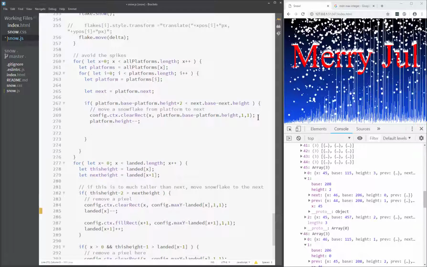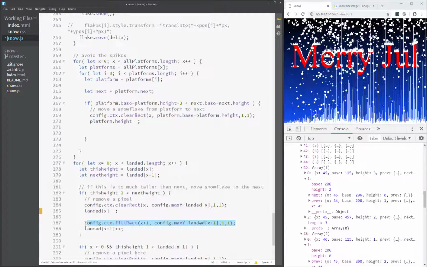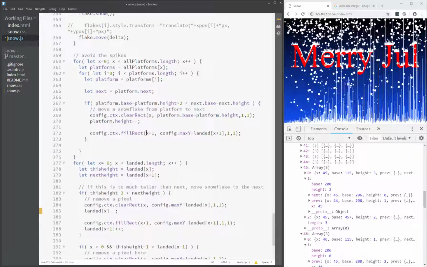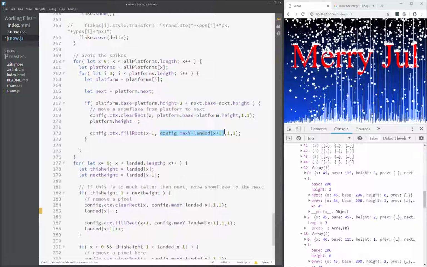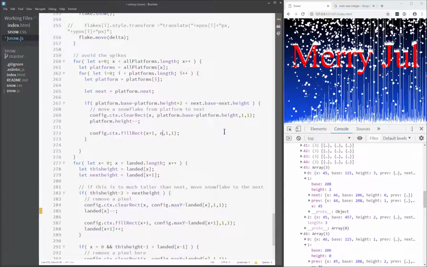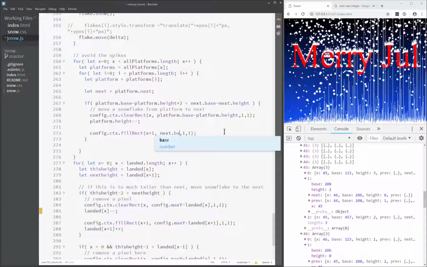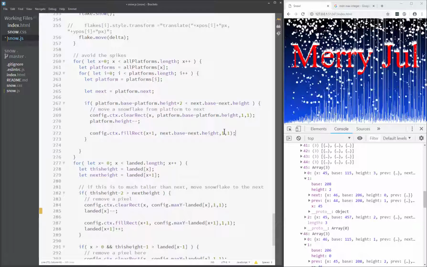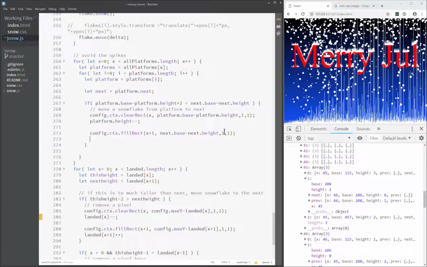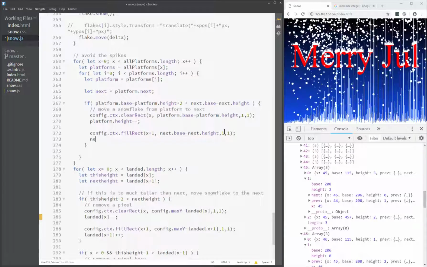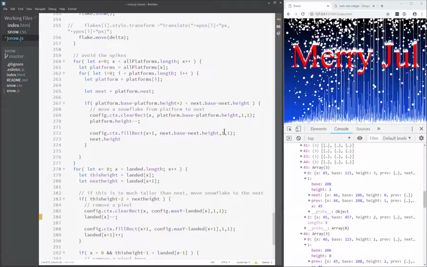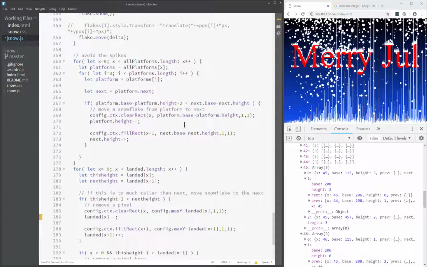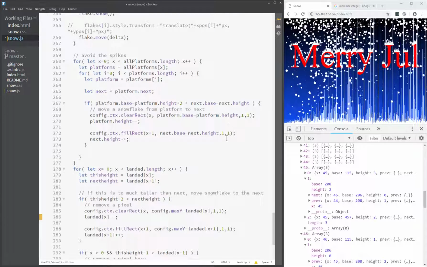Cool. And now I just need to draw one for the next here. Draw a snowflake, and this is no longer what I want. I want the next dot base minus the next dot height. And I also need to increment the next height. This should move a snowflake to the right. Let's try and see how it works.